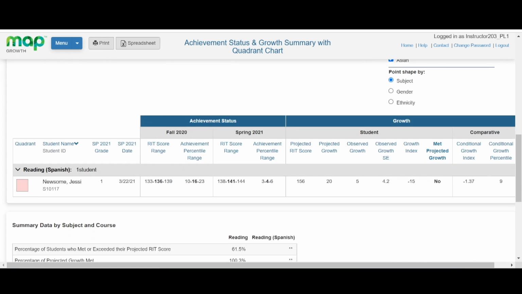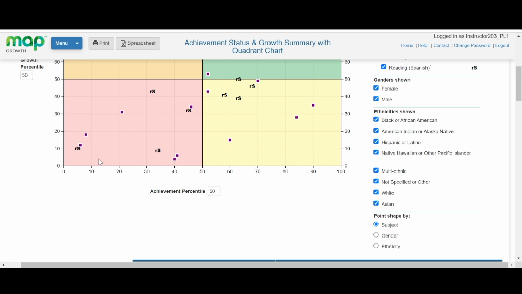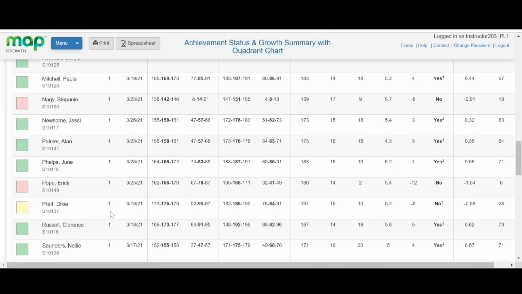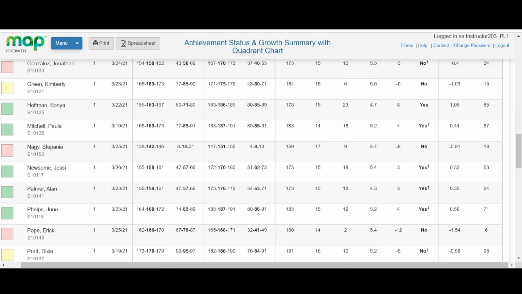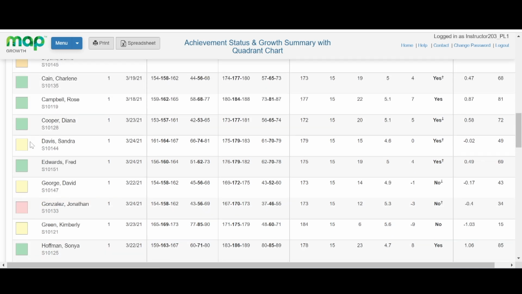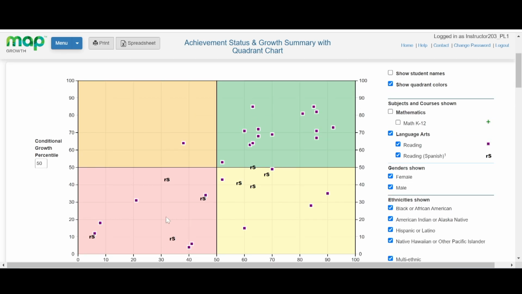If you scroll down, you can also see, once I click off of this particular student, you can see everybody's individual data as we scroll down. And the color square that is next to the student's name indicates where they show up on this quadrant chart. And we can look at that for math as well, and we can see how the data changes.